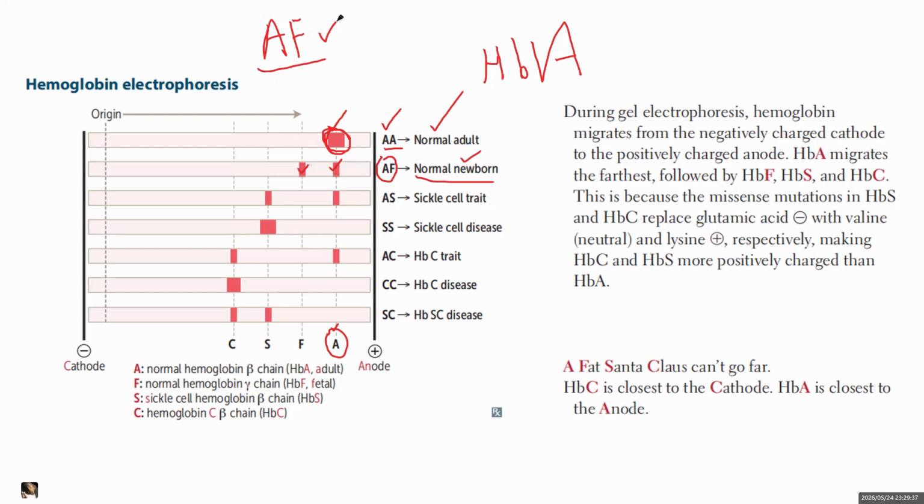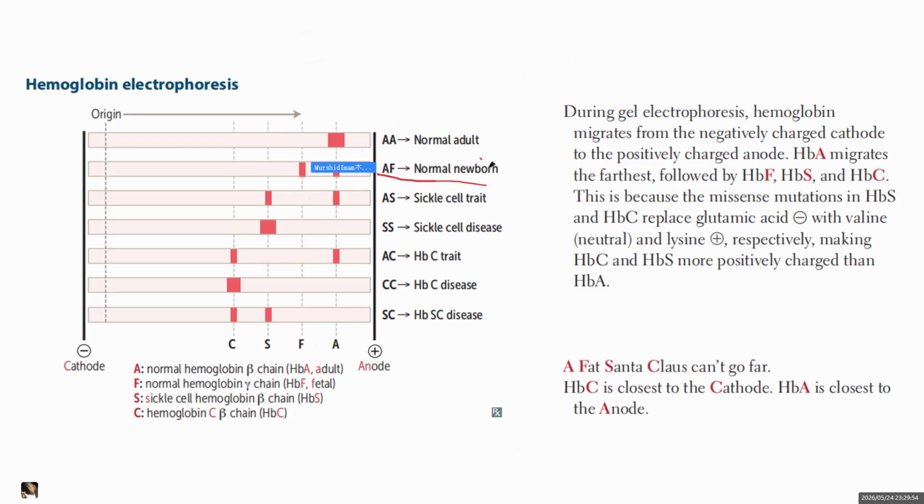Fetal hemoglobin starts decreasing gradually after birth, while adult hemoglobin starts increasing. You have to remember that. If you look at both, F and A, you see this band and this band over here. If you see both of them, that is AF, the normal newborn.